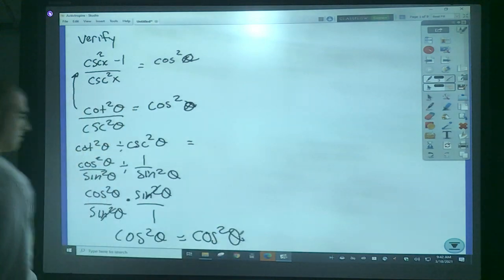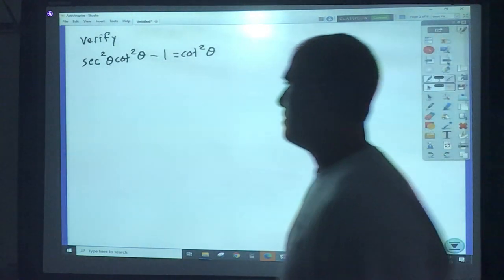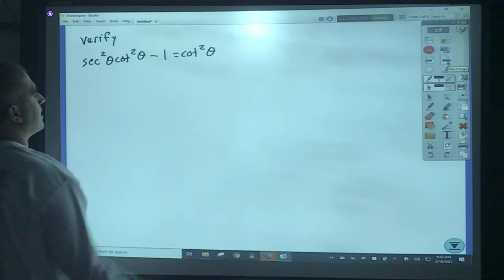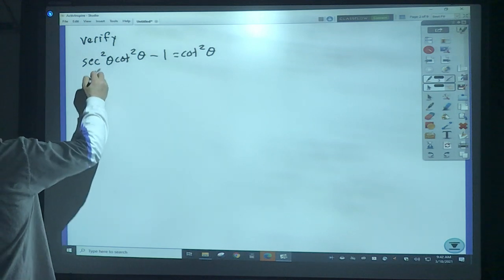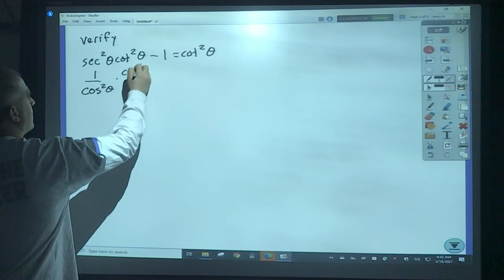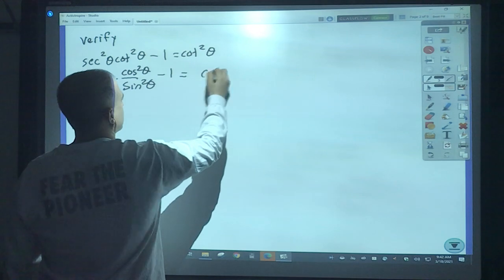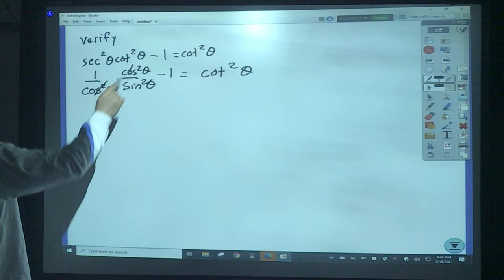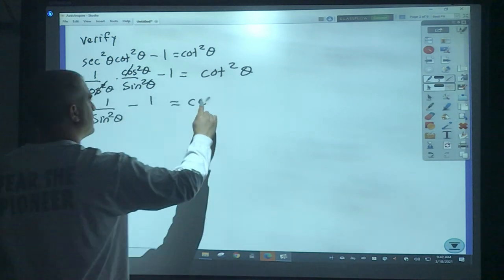This is how you know you're good. So you're looking for the identity there. Now, we don't see anything clearly as an identity on this one. So what I'm going to do is rewrite this as 1 over cosine squared, and write this as cosine squared over sine squared minus 1 equals cotangent squared. Now, we can do a quick eliminate here. So I'm left with 1 over sine squared theta minus 1 equals cotangent squared theta.